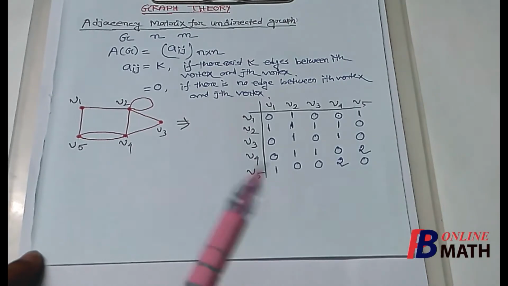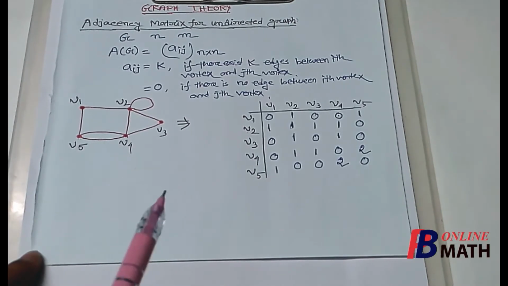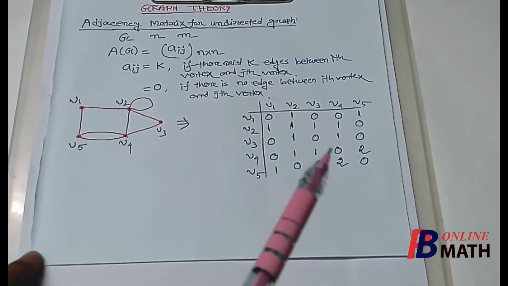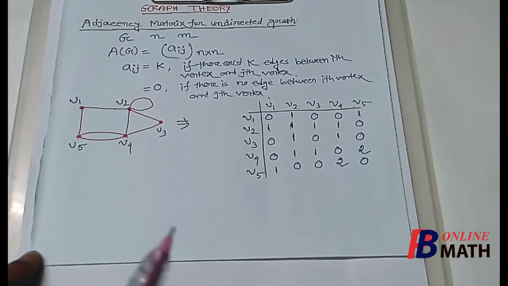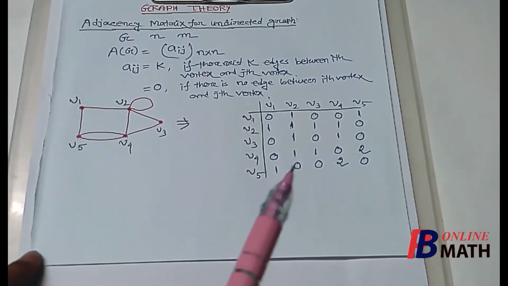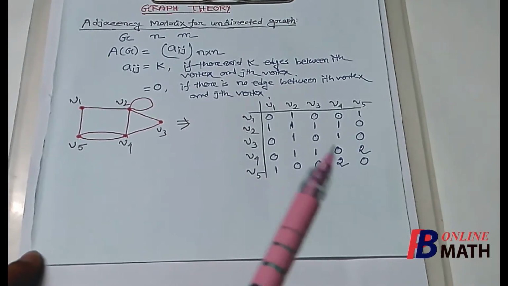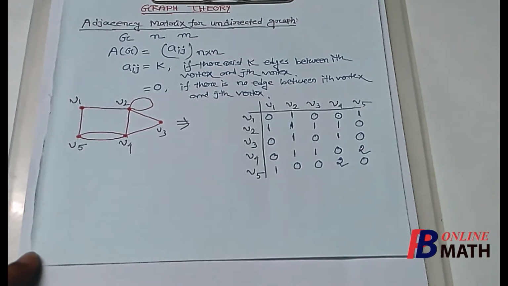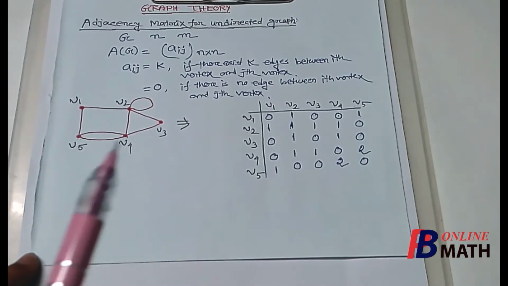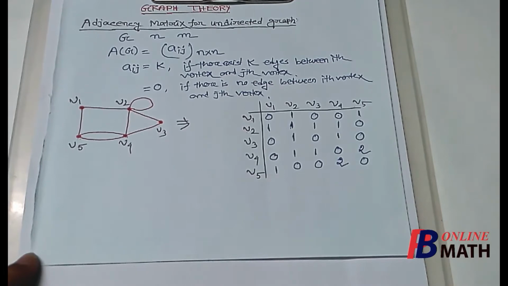Also we find that if the graph contains no self loop, then all the diagonal elements are 0. If there exists a self loop, only then the corresponding diagonal element will be non-zero. So we have obtained the adjacency matrix from a non-directed graph. Next we shall learn how to find the graph when the adjacency matrix is given.